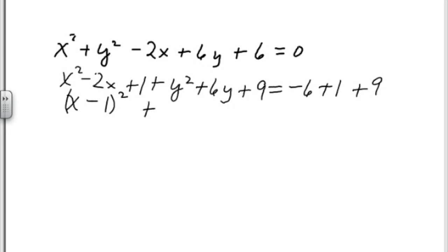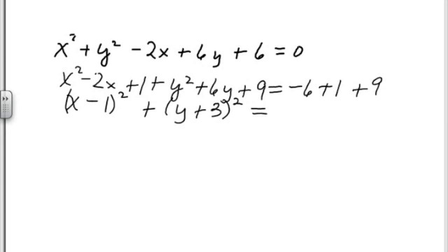Now, do the same thing with the y's. The square root of y squared is y. The square root of 9 is 3. The sign that separates the y squared and the 6y is positive, so the sign in the parentheses is positive, and then that's quantity squared as well.